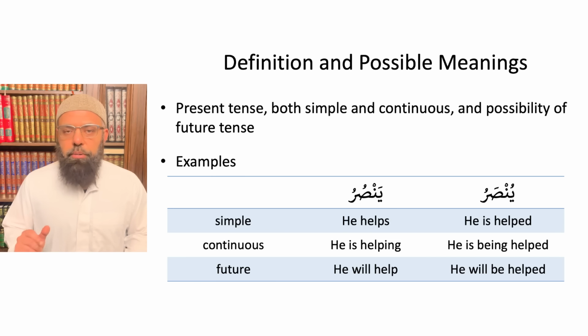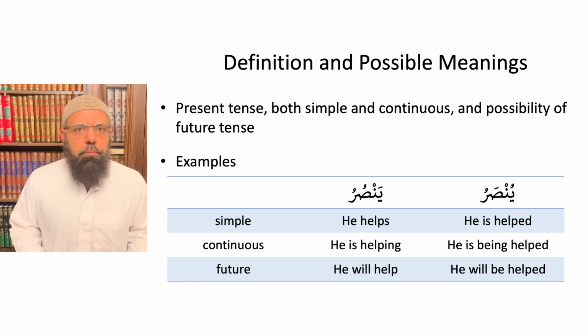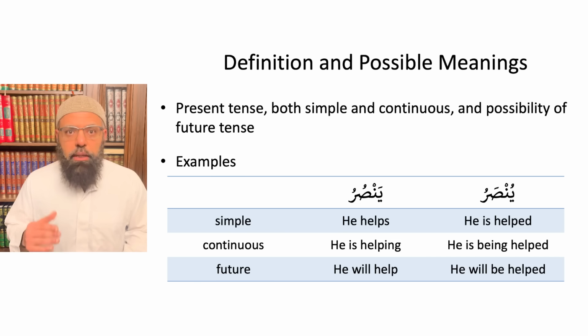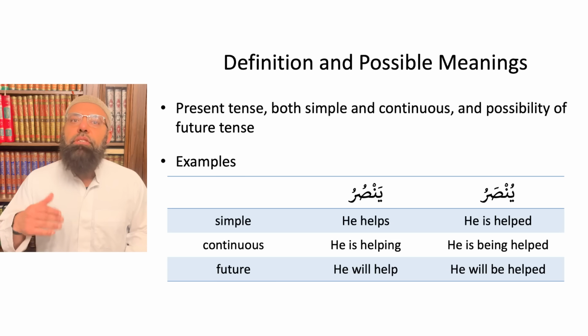So the verb that we covered in the previous presentation was the Madi verb. Madi means complete, and in English they call it the perfect verb. So the next verb is called the imperfect verb, the Mudhari. And imperfect is a cool word because perfect means complete, so imperfect means it's not complete. So either it's ongoing, it's happening now, or it hasn't even started yet.